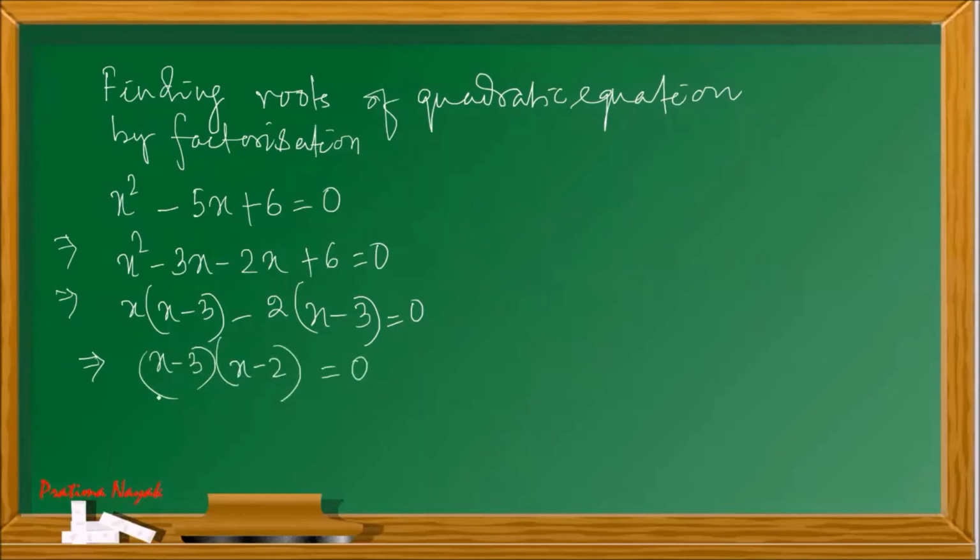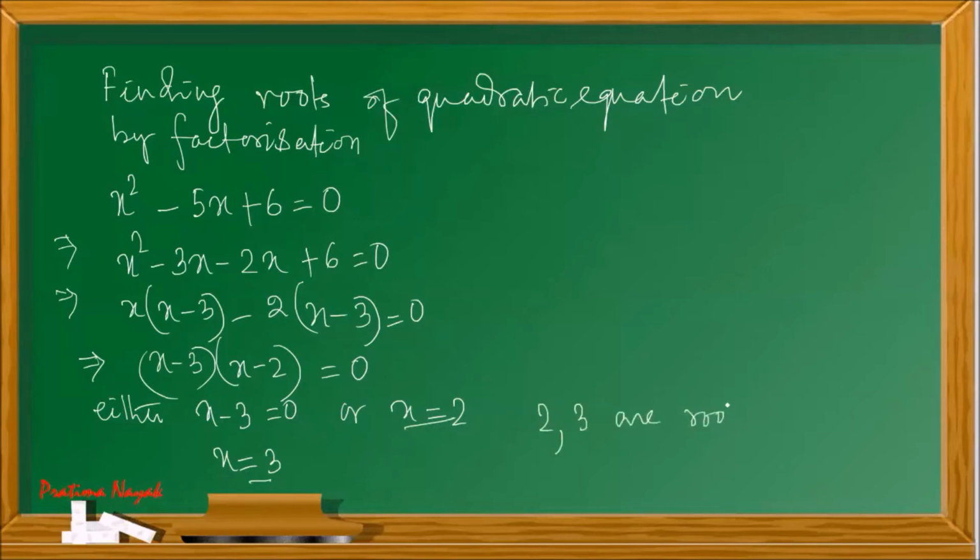Now, when the product of two terms is 0, either x minus 3 is 0 or x minus 2 is 0. When x minus 3 is 0, x is equal to 3, and when x minus 2 is equal to 0, x is equal to 2. So x is equal to 2 and x is equal to 3. There are two roots. 2 and 3 are roots of this quadratic equation, x square minus 5x plus 6 is equal to 0.